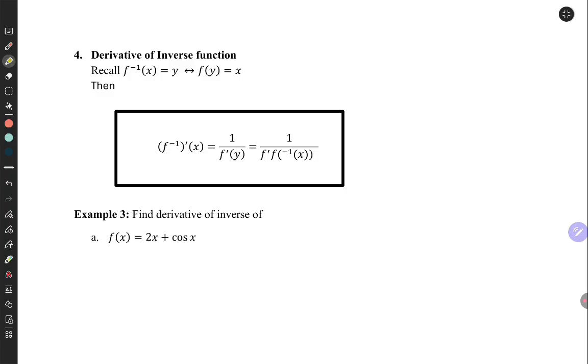But we just apply this. Just follow the pattern right here. 1, that is simple. 1 divided by that thing down there, that denominator. We have a lot of things to talk about in that denominator. So in here you have the derivative of the inverse at a point. Okay, so we're going to do that.